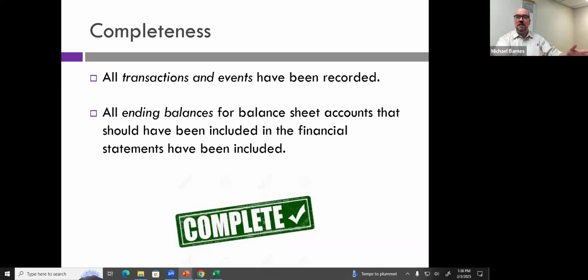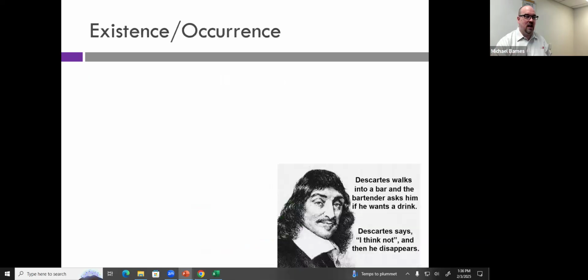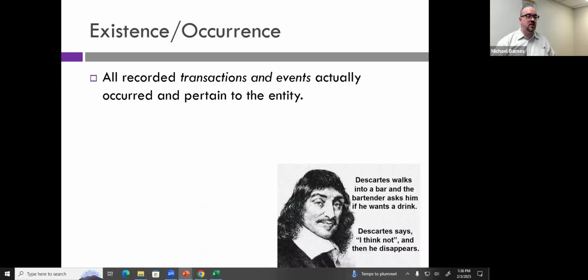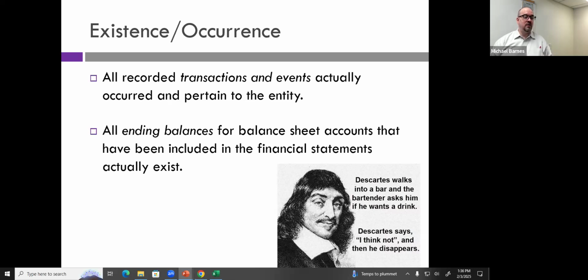All right. So if completeness asks whether something that took place got recorded, the next assertion is the exact opposite, okay? The exact opposite. This is called existence or occurrence. Existence or occurrence says all recorded transactions and events actually occurred and pertain to the entity, or all ending balances for balance sheet accounts that have been included in the financial statements actually exist. So with completeness, we know something exists. Did it get recorded? Existence or occurrence asks the opposite question. We know something was recorded. Can we find evidence of existence?